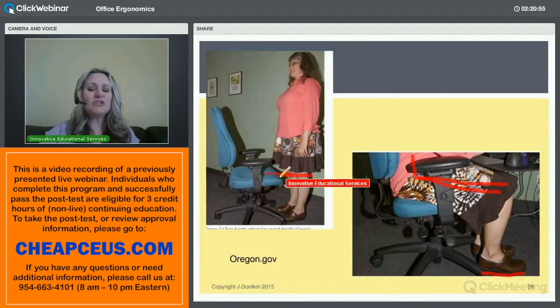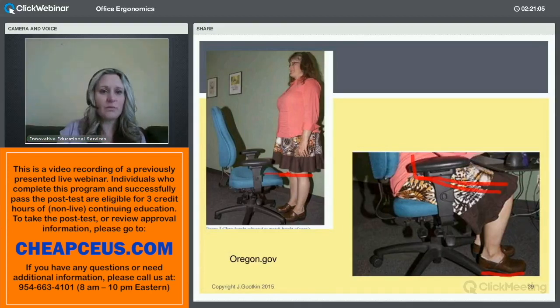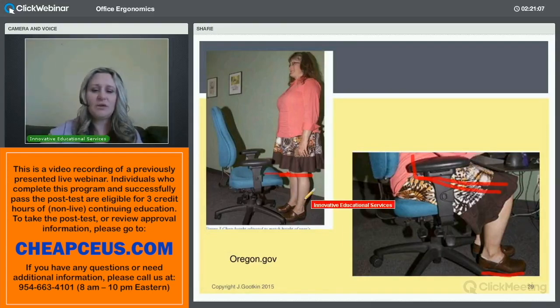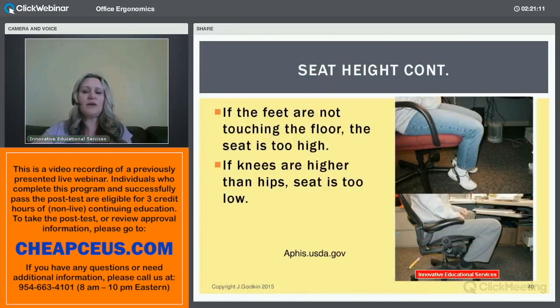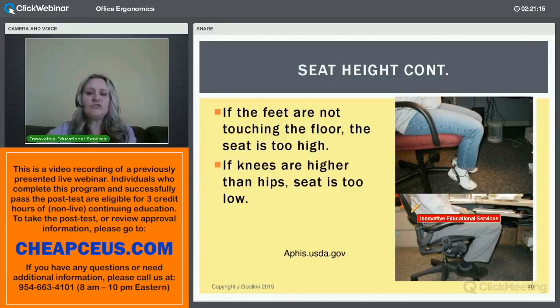And I'll use this quick adjustment of coming in, seeing where I am related to my knee height, and then sit down and adjust the seat height appropriately. That's a little shortcut that we can give our patients in order to adjust that seat height. We want to make sure that the feet are flat on the floor. If the seat is too high, the feet will be in plantar flexion.